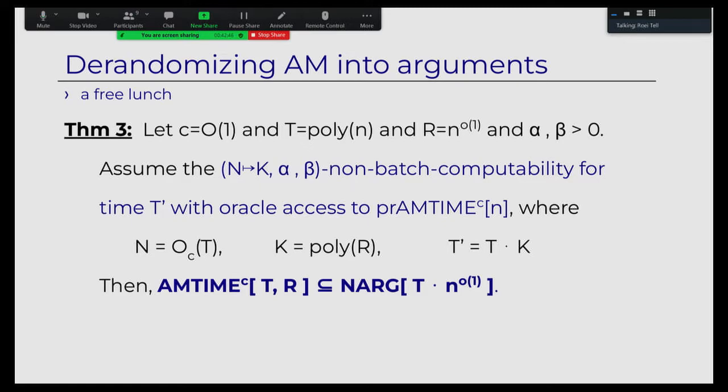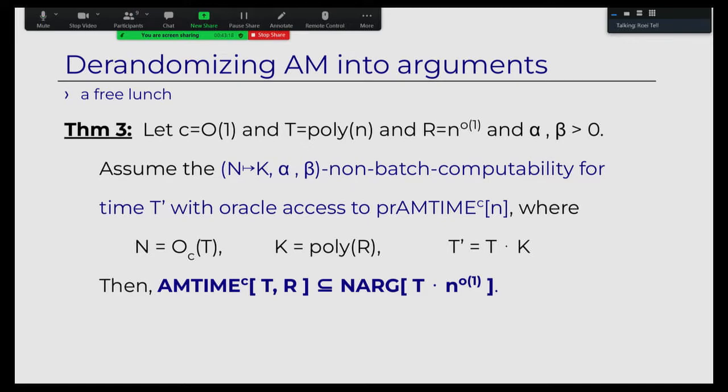Assume that this non-batch computability holds, where the class that struggles to compute the function is algorithms with Oracle access to AM protocols. It is a strong class and it is a very strong assumption. This kind of direct product phenomenon holds when the weaker class is a class of algorithms with Oracle access to AM.